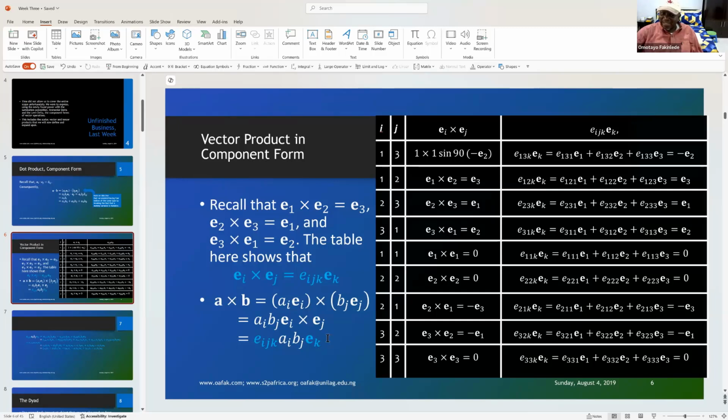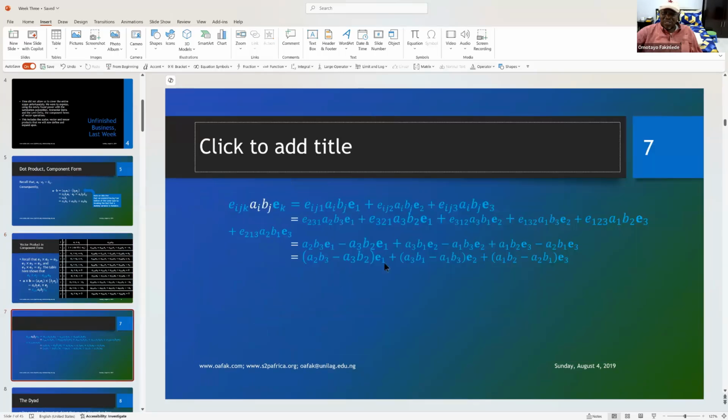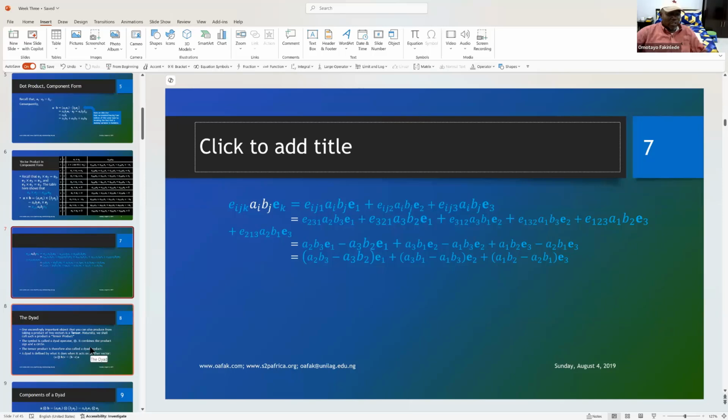And remember where it's coming from. It's coming from this identity that Ei cross Ej is simply Eijk Ek. Because of that, several things now become very easy for us to compute. So Ei cross Ej is Eijk Ek. So that is it. And we have proved on this next page that if you were to work it out, it will give you your familiar expression for the cross product. So that is what we wanted to do there.